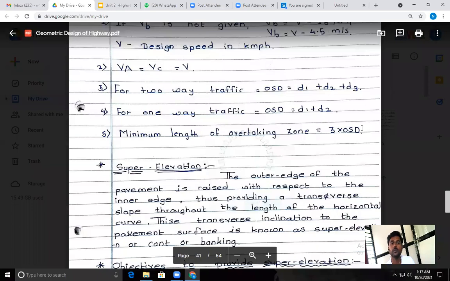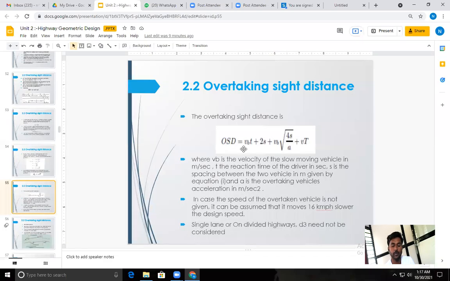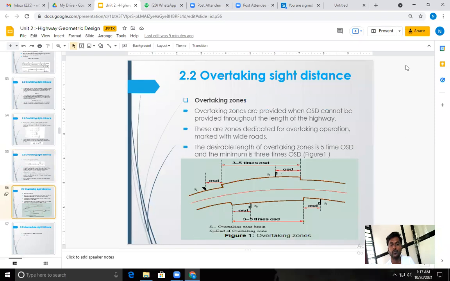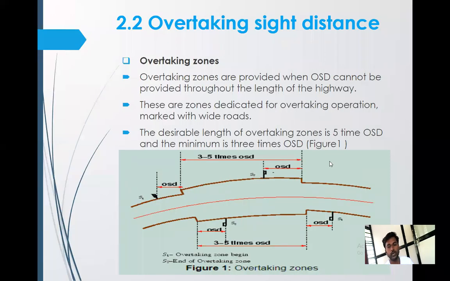By the formula D1 plus D2 plus D3, we will calculate OSD, overtaking sight distance. But whenever we are providing the overtaking zone on the highway, at that time we will take it as minimum 3 times and mostly preferred is 5 times OSD.